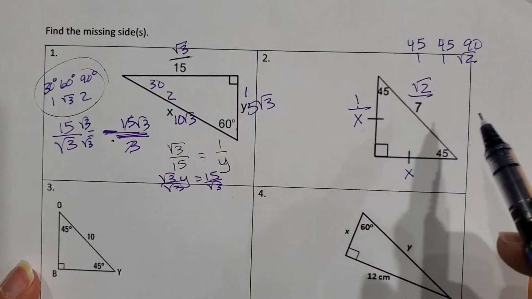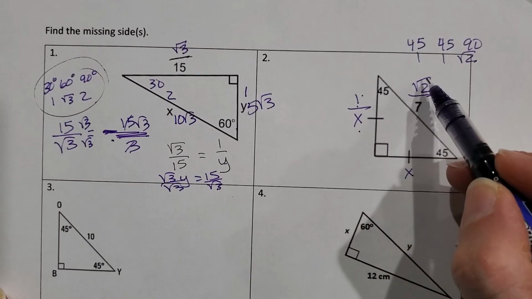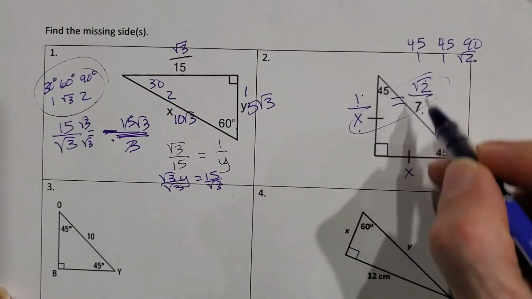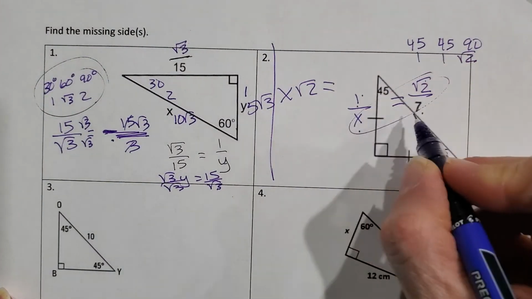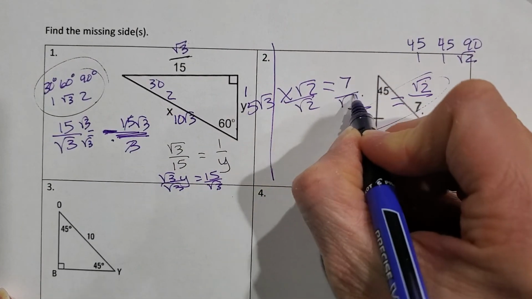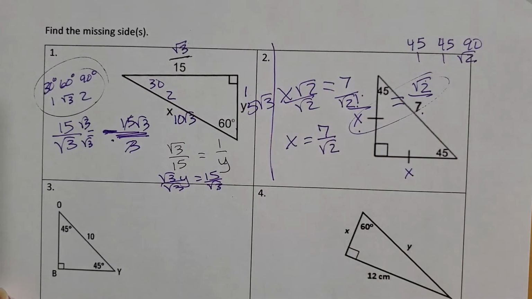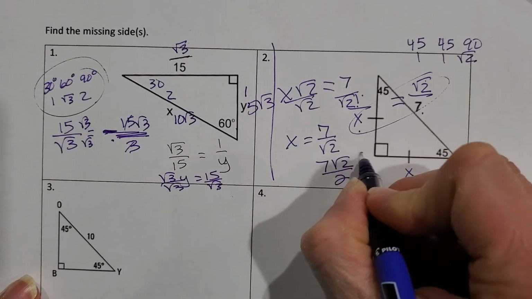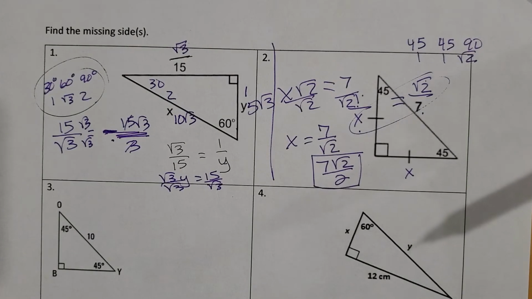So I'm now making my proportion. So I put the 1 over the x, I put the root 2 over the 7, and I just cross multiply. So x root 2 equals 1 times 7. And if I divide by root 2, I get x equals 7 over the square root of 2. If I rationalize that denominator, I get 7 root 2 over 2. And I don't need to find both of them because they're both the same.